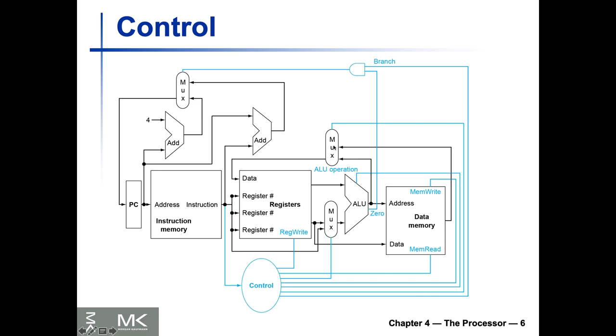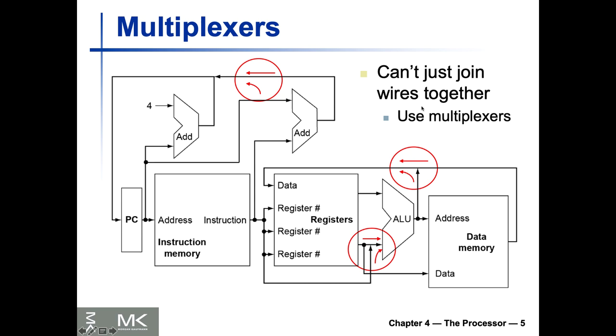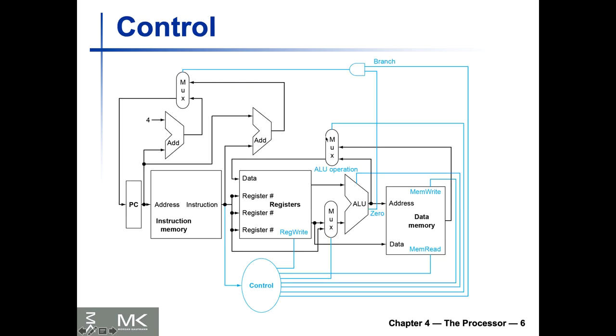So we replace those joints here with multiplexers. We call it a MUX. Here we have three multiplexers, one on top, one here, and one here. Think of a multiplexer as a data selector. You have four sources of data, and it needs to output one.